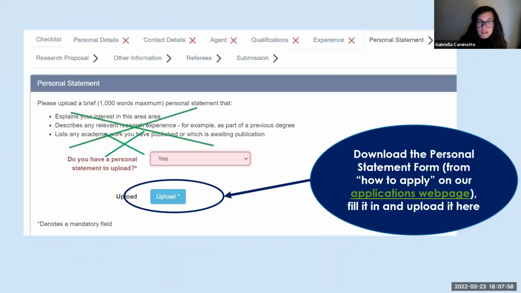So we've got a screen called personal statement, but we don't actually want a personal statement. So disregard the instructions on this screen. You still have a form to upload, and this is called the personal statement form. And the personal statement form can be found again on the same webpage, the applications webpage. I'll show you a screenshot in a second. It's got a drop-down menu, and one of the menu options is called how to apply, and it tells you everything I've been telling you for the past 5 minutes. And under how to apply, you will find a Word document called personal statement form. You download this document, you fill it in, you upload it in the place instead of a personal statement. And I'm very happy to answer any questions if this is confusing during the Q&A.